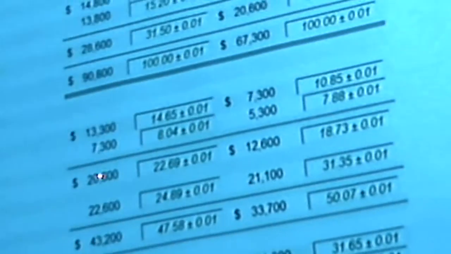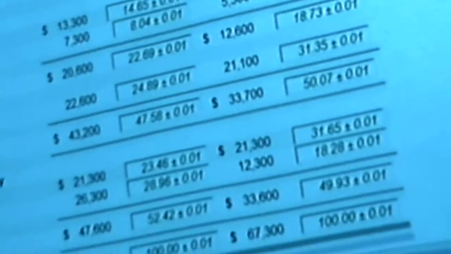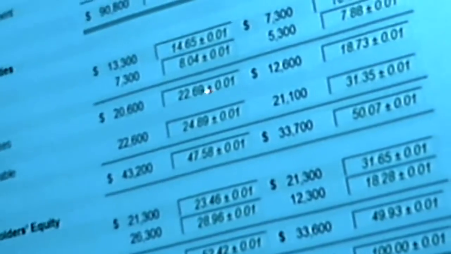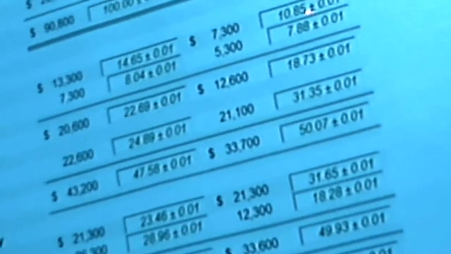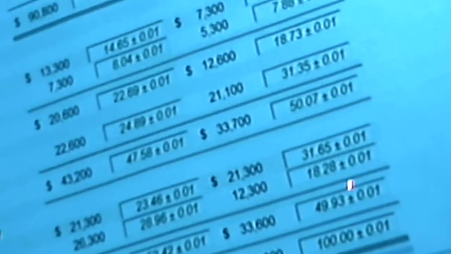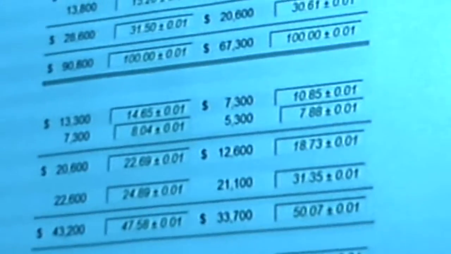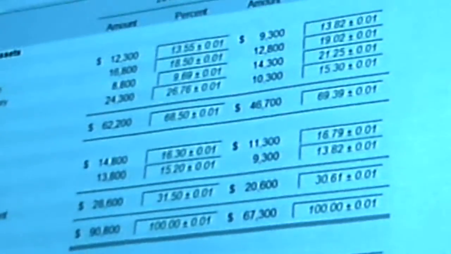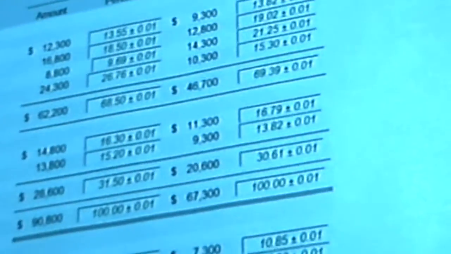Okay, so you see how we got that? And then 20,600 divided by 90,800. And you'll do the same thing for this year, just 2 different years. So this problem is going to take you 20, 30 minutes, maybe more, 40.